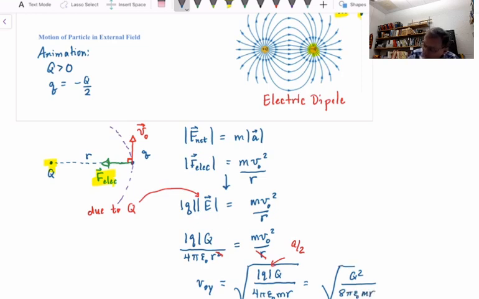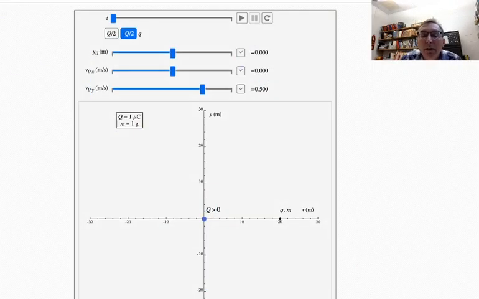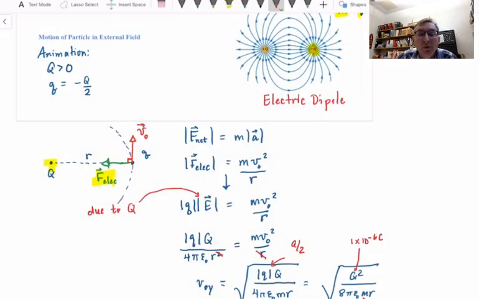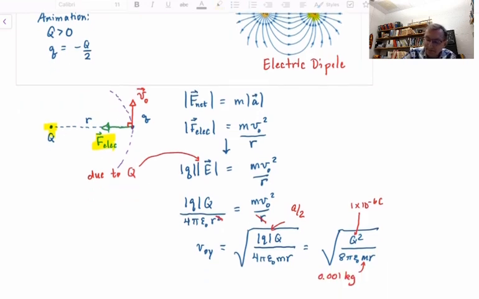And for the big Q, plug in 1 times 10 to the minus 6 coulombs. Don't forget to square that. For the m, plug in 0.001 kilograms. And the r from the animation would be 20 meters. See how far it is initially from the origin? 20 meters.